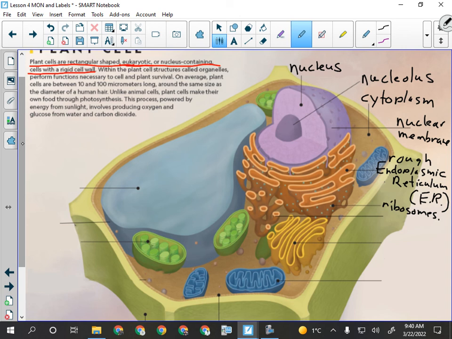Okay, the next arrow is pointing at this stuff here. Looks a lot like this stuff, except it doesn't have any ribosomes on it. So by comparison, it is not rough, but smooth. Okay, this is the smooth ER.